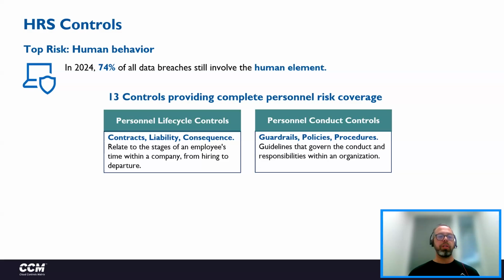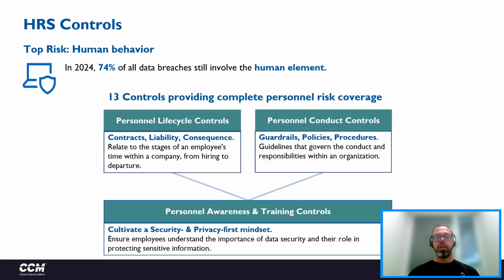And of course, we need to communicate all of this to personnel. And for that, we have controls to help us create a security and privacy first mindset. Awareness training controls ensure individuals understand the importance of information security in their role to protect information. Training is an ongoing process, so we need refresher training and recurring awareness initiatives to ensure it becomes second nature to protect data and systems.